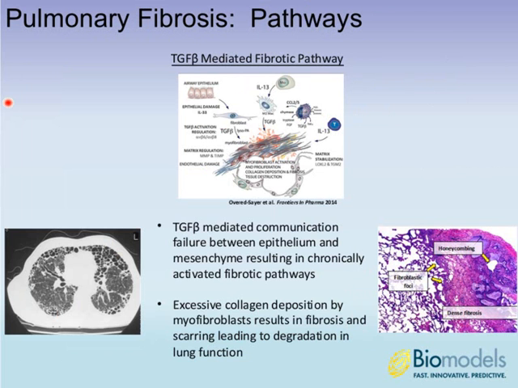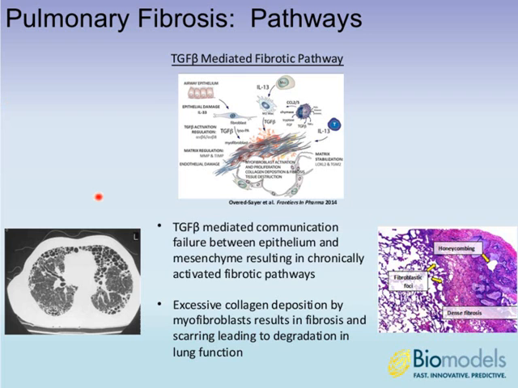So a little more background on pulmonary fibrosis. I think it's considered to be a TGF-mediated fibrotic pathway. It's been characterized as a communication failure between the epithelium and the mesenchyme. It really results in chronically activated fibrotic pathways, and this results in excessive collagen deposition by myofibroblasts that results in fibrosis, scarring, and leads to degradation in lung function.